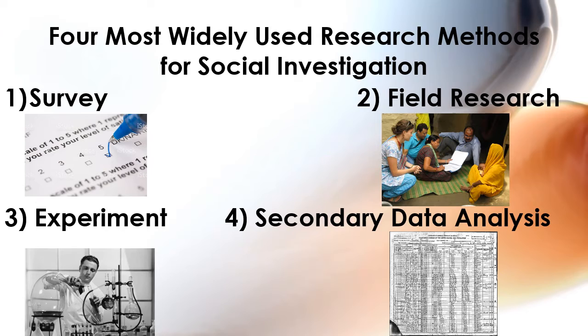So now we're going to turn to a review of the 4 most widely used research methods for social investigation. Research methods refers to the way that sociologists plan to collect data for their research. As we will see, two of these methods are most often used by positivists, and that's the survey and the experiment. And the other two methods are most often used by constructivists, and that's field research and secondary data analysis.